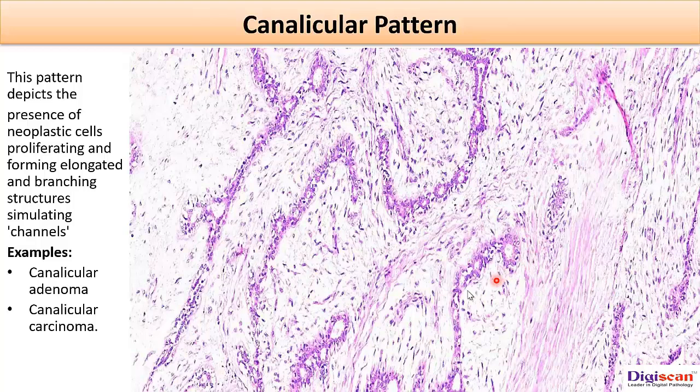Then canalicular pattern. In this pattern, there are neoplastic cells in long elongated cords, proliferating and forming elongated and branching structures simulating channels. So these are the canaliculi, and this is seen in canalicular carcinoma and adenomas. So this is canalicular pattern.